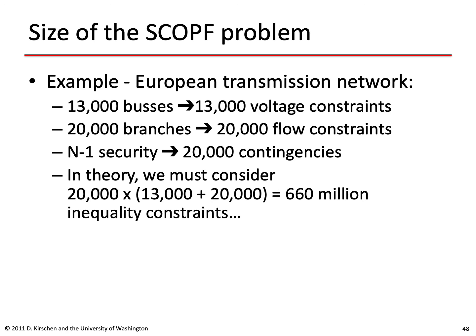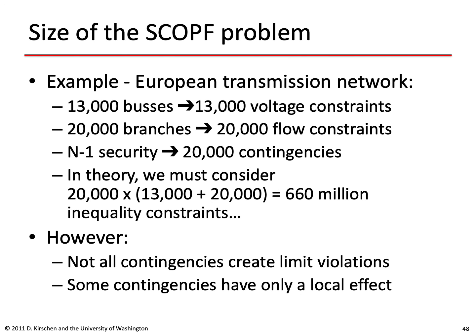However, it's pretty clear that not all contingencies are going to create limit violations. Some lines will be lightly loaded at any time, and therefore the contingency on these lines will not create any real problem. Another thing is that some contingencies will have only a local effect. For example, if a line trips in Poland, it's unlikely to have an effect in Portugal, and you don't need to look at the whole network for every possible contingency.